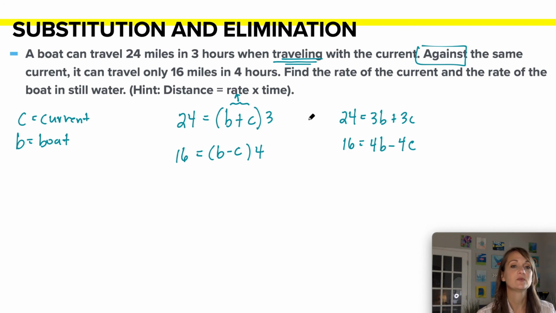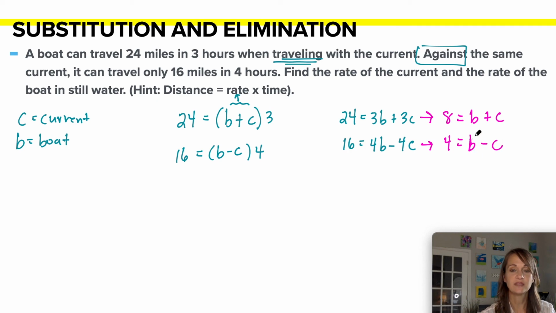In this case, when we're eliminating a variable, I noticed that 24 equals 3b plus 3c all have a multiple of 3 in the entire equation. So I'm going to divide the whole thing by 3. And when I do that, I'll be left with 8 equals b plus c. When I divide by 3, divide by 3, divide by 3, you can do it as long as you do it to everything. Same thing with the second equation. I can divide everything by 4.